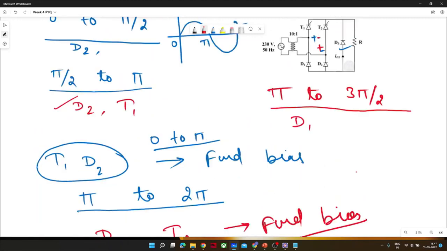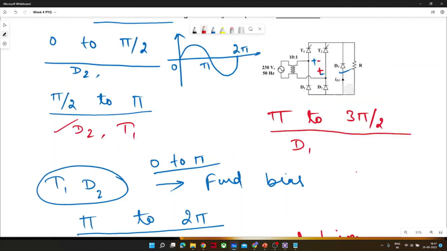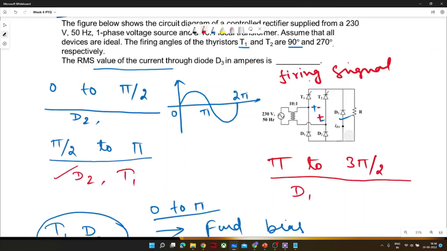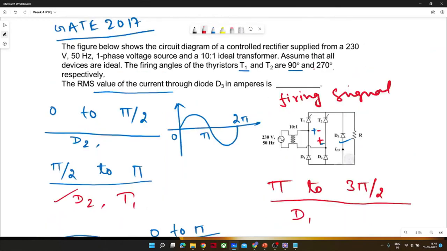If a diode is forward biased, it would conduct. But if a thyristor is forward biased, it is not guaranteed that it will conduct. We have to give the turn on signal to the thyristor, which is known as the firing pulse. When we give the firing signal to the thyristor, then it will conduct. That firing angle is mentioned here as 90 degrees and 270 degrees, meaning we are not giving it at 0, we are giving it at 90 degrees and at 270 degrees periodically, right? So is it clear, Sai?